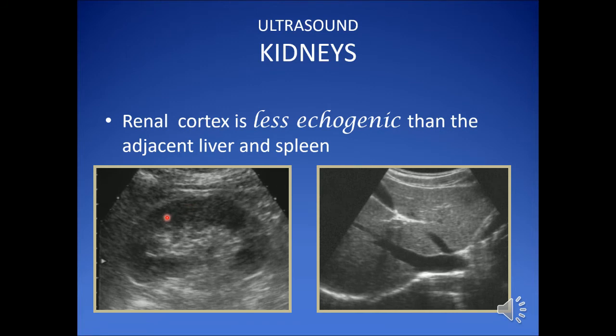So normally the renal cortex should be less echogenic, or it's darker as compared with the adjacent liver on the right side and the adjacent spleen on the left side. So this is the liver. So this is darker or less echogenic than the liver. If this renal cortex will be more echogenic or white than the liver, then one should entertain diffuse parenchymal changes or medical renal disease.